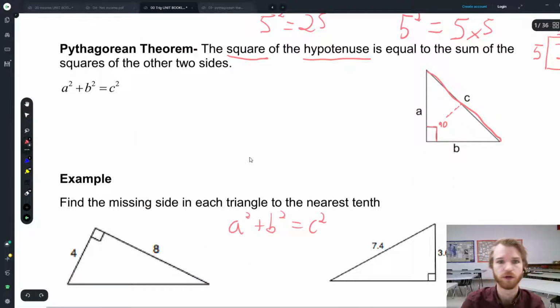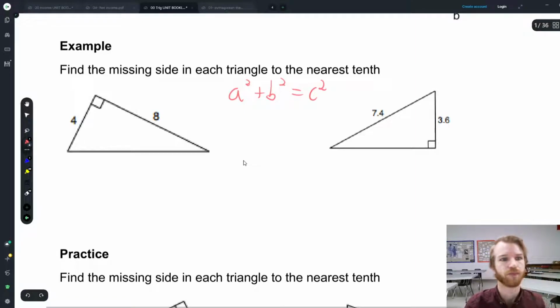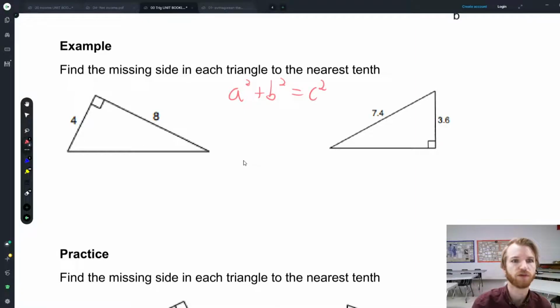All right, so if we go down to this first example, the example asks us to find the missing side in each triangle to the nearest tenth. So we are looking for this side. I'm going to call this side C because C is the side that we use for the hypotenuse. A and B can be either of the two legs of the triangle. The legs are just the sides that are not that longest hypotenuse. So A and B could be either one.